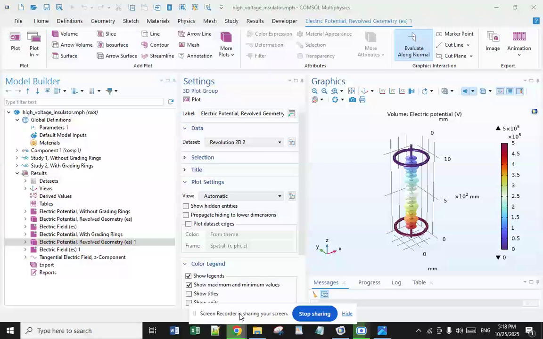What is a low voltage insulator? To get all the information from the low voltage insulator, I will describe it later after this topic.